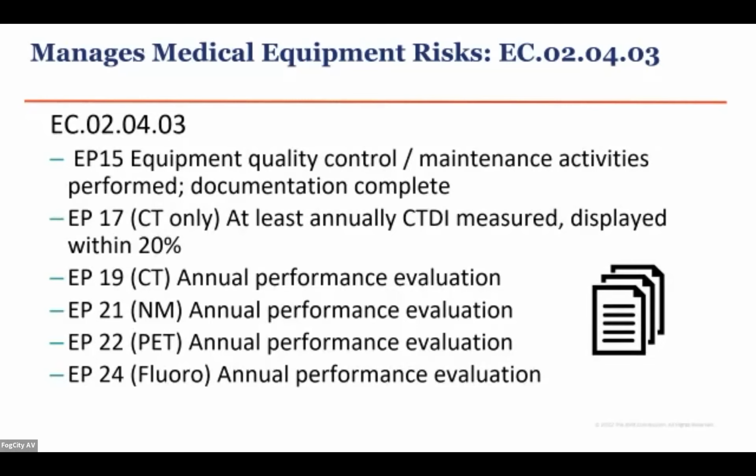EP 17 says that we're all relying on some of these numbers that are coming up on our screens when we do a study. And if you're using the CTDI as a measure of exposure to the patient, we all know it isn't, but if you're using that as a surrogate, we want to make sure that what you're seeing is reasonably accurate. So we say that the displayed and the actual, what your physicist measures, needs to match within 20%. I know some manufacturers say 30%, but bad news. The Joint Commission says 20%.